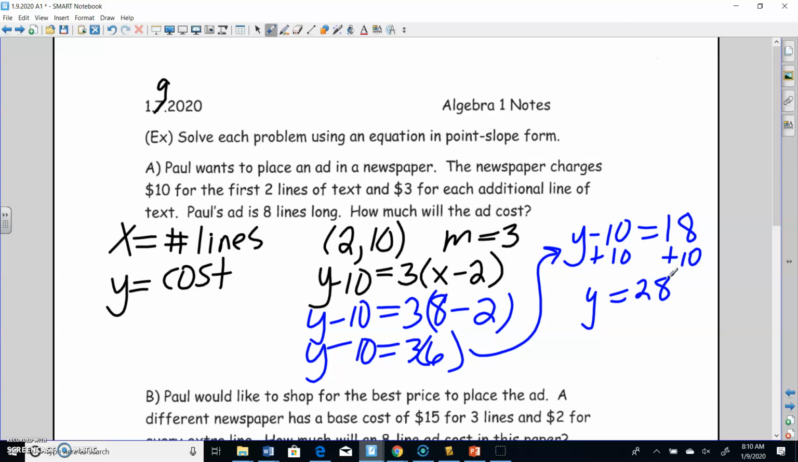So what does that 28 represent? y represents cost. So that's $28 for how many lines? 8 lines. So 8 lines would cost $28.